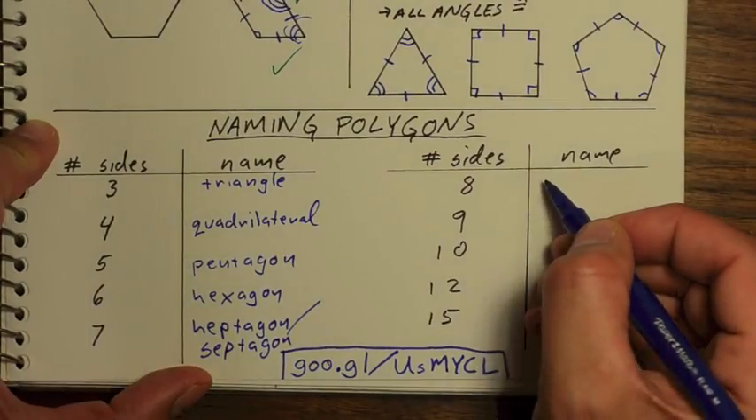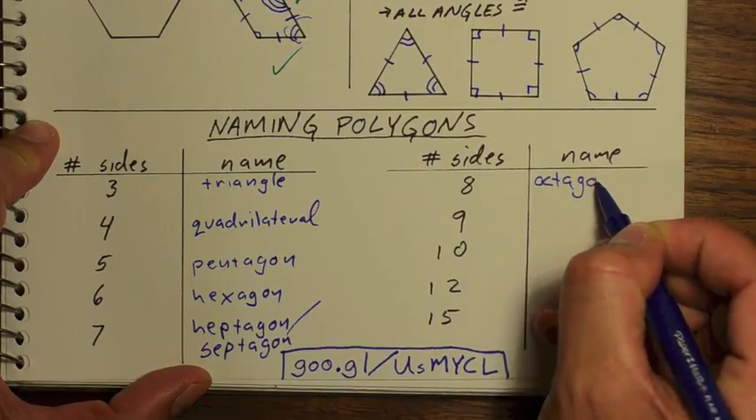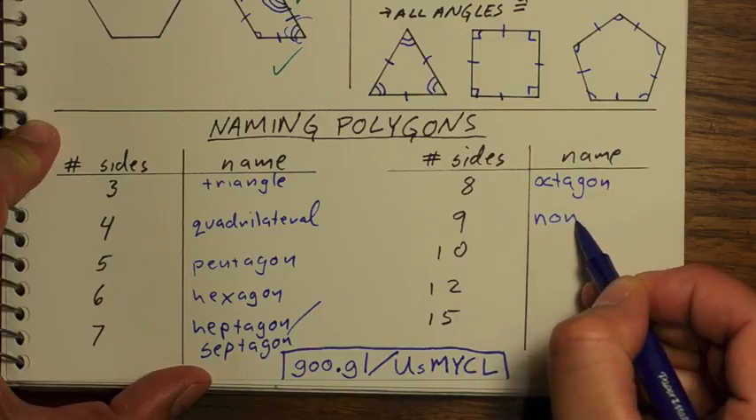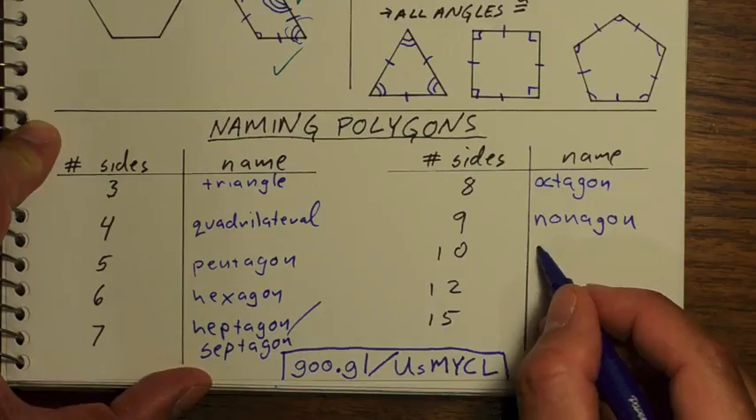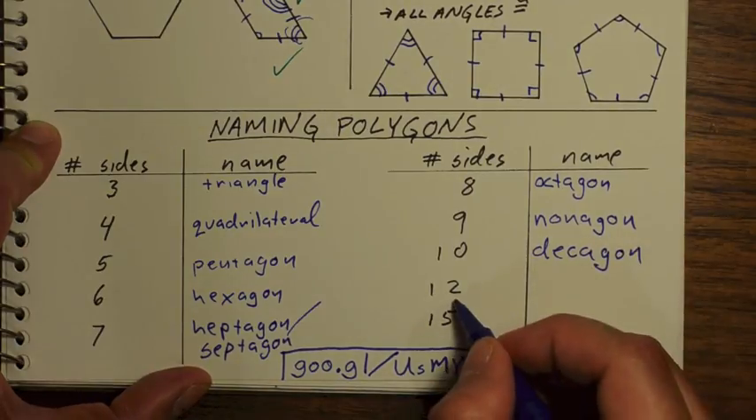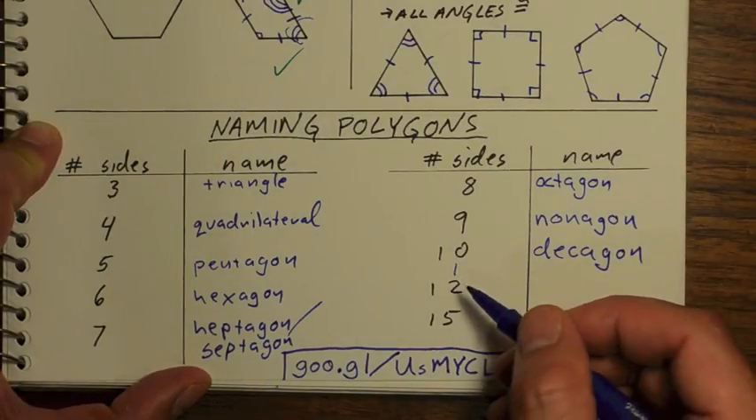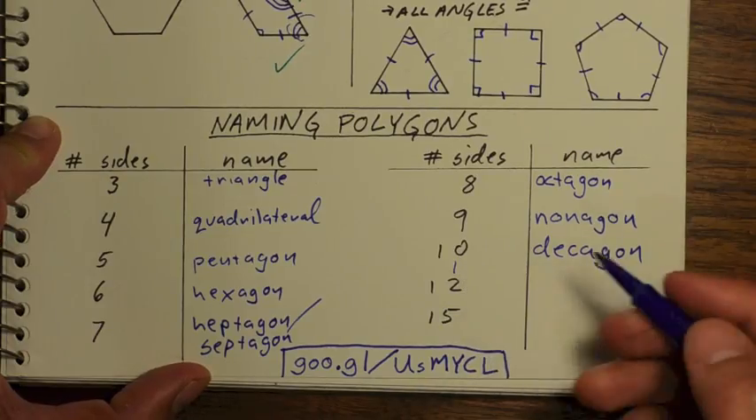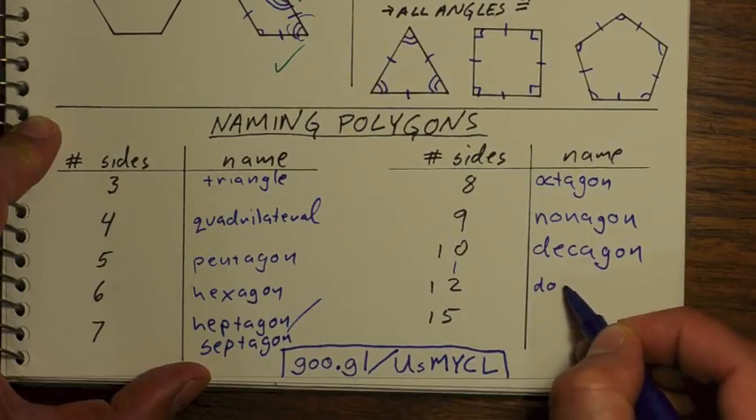8-sided shapes, stop signs, are known as octagons. 9-sided shapes are nonagons. 10-sided shapes are called decagons. We're skipping 11, not because it's not known, it's because I'm not going to ask you to know it. An 11-sided shape is called an enneagon. 12-sided shapes are called dodecagons.